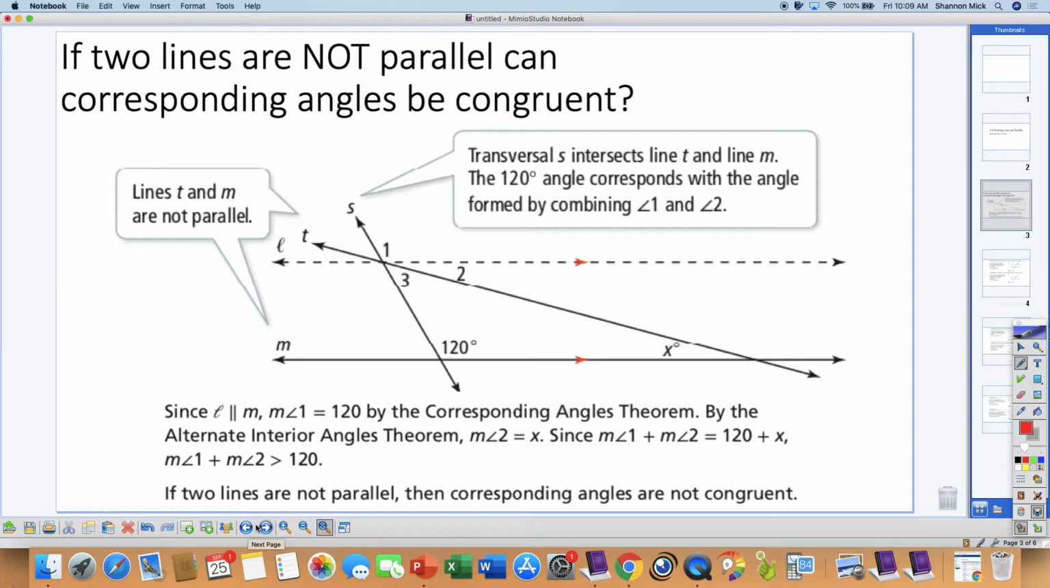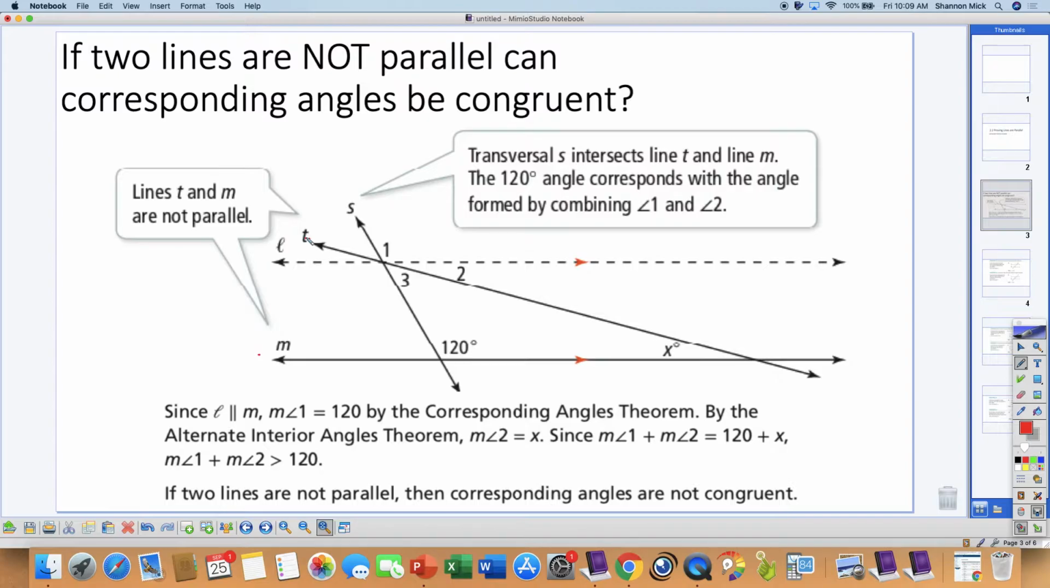Okay, if two lines are not parallel, this is just something to think about. You don't need to write this down or anything. Can corresponding angles be congruent? So if two lines are not parallel, let's look at T and M. Those two lines are clearly not parallel, correct? No, they look parallel to me. Okay, helpful comments. T and M are clearly not parallel.